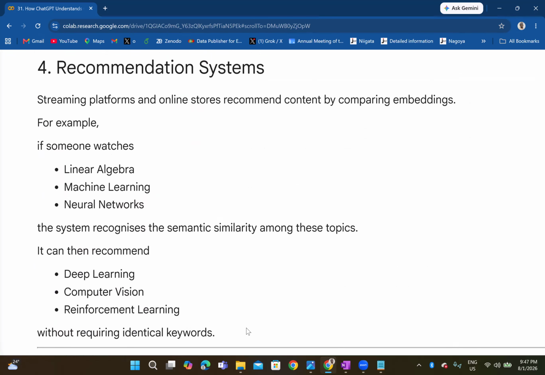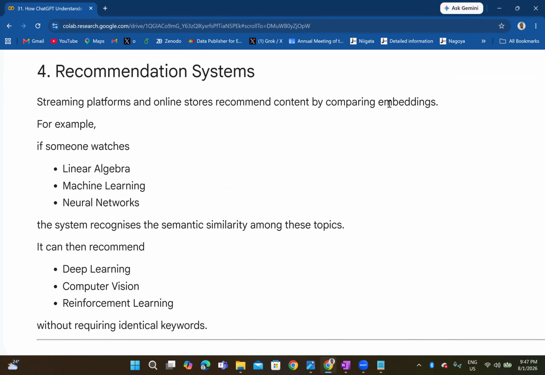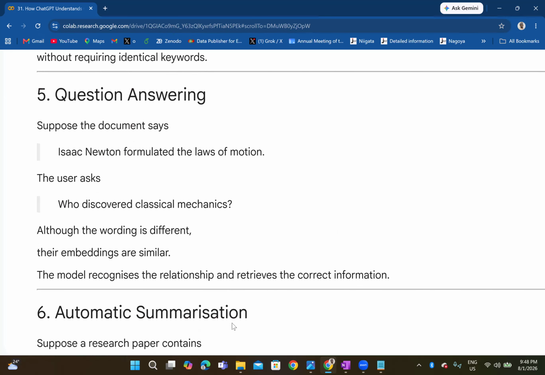Then you have recommendation systems. Streaming platforms and online stores recommend content by comparing embeddings. For example, if someone watches linear algebra, machine learning, and neural networks, the system recognizes the semantic similarity among these topics. It then can recommend deep learning, computer vision, reinforcement learning without requiring identical keywords. I see that pattern on YouTube a lot because I listen to some kinds of songs. Sometimes when I start playing one song, such songs will keep playing sequentially, because the system already understands my pattern, the kind of things I like to listen to.